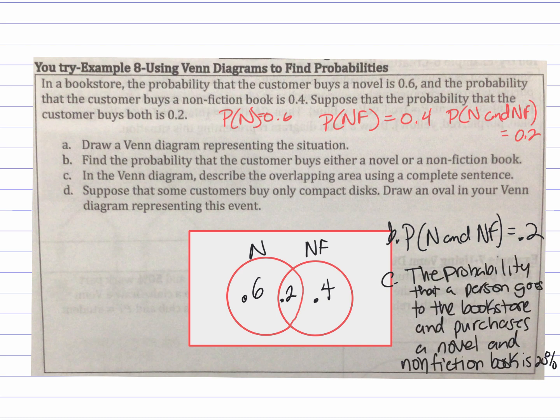All right, and then suppose that some customers buy only compact discs. Draw an oval in your Venn diagram to represent this event. And so all you have to do is just add a little oval in here. Now this one wouldn't overlap, right? Because they buy only compact discs.